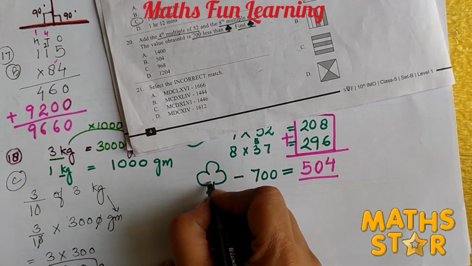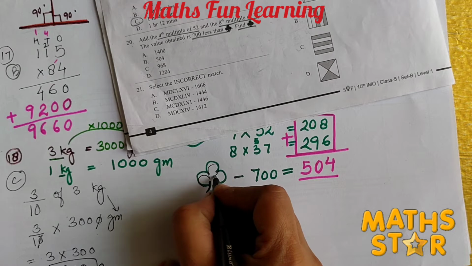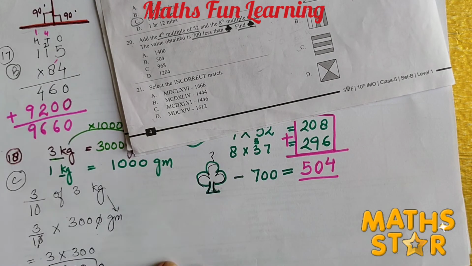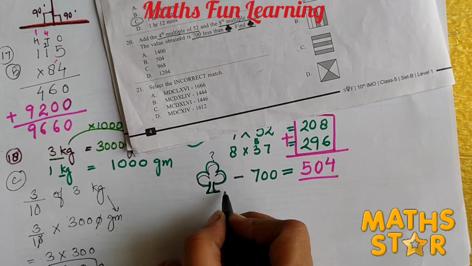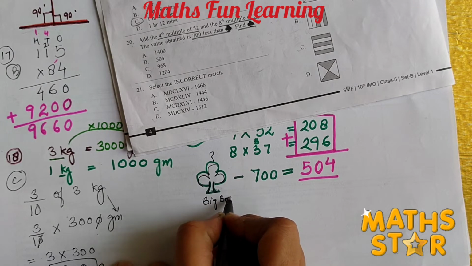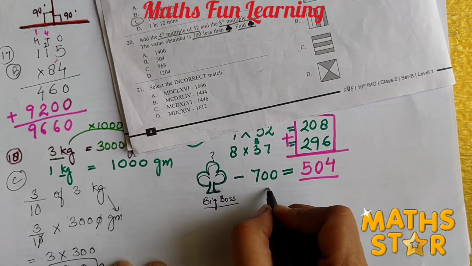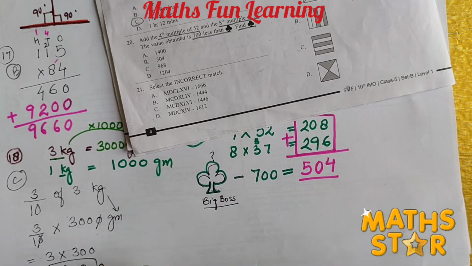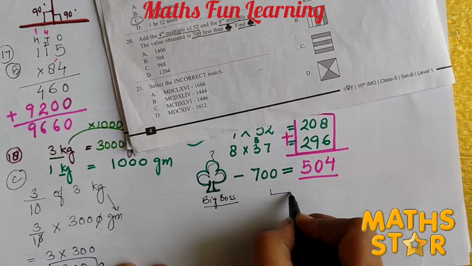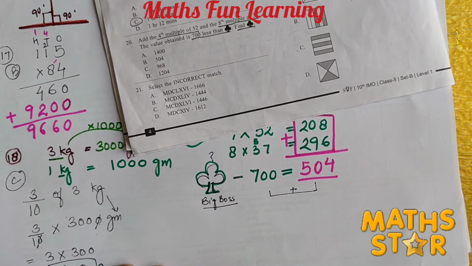Okay, it's okay. So, the black tree. I have to find out the value of this black tree. I already explained to you: in subtraction, the first number is called the big boss. This is the bigger number and the rest two numbers are the smaller numbers. So you have to find out the big boss. What you can do is add these two numbers.